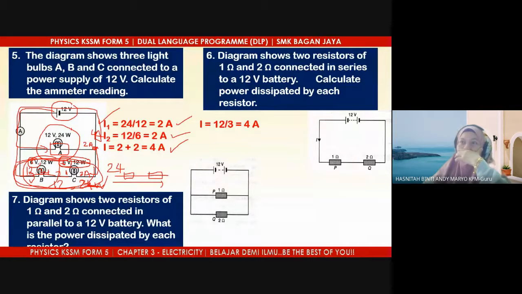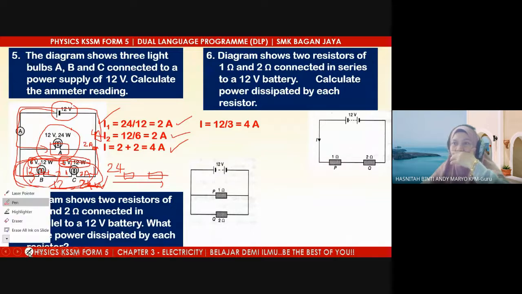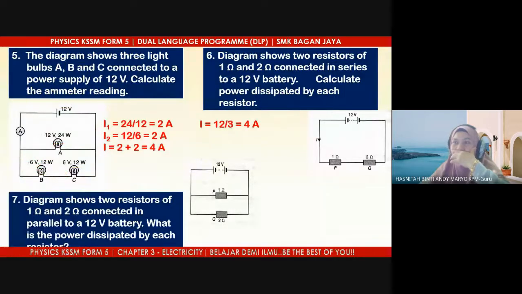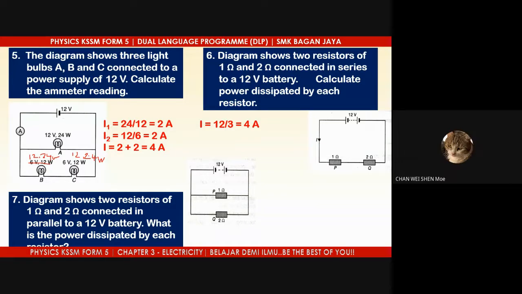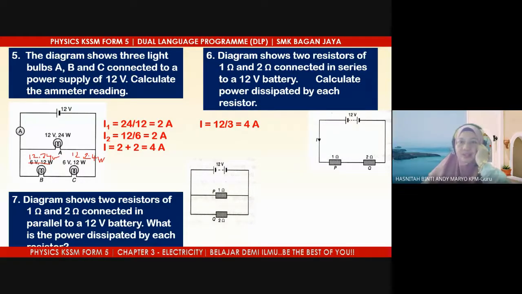Can someone explain this? Kafan, can you help explain this? If I put here a bulb with 12 volt, 24 watt, and this one also I put 12 volt, 24 watt, so what will happen to these two bulbs? More brighter. Anyone can explain this?